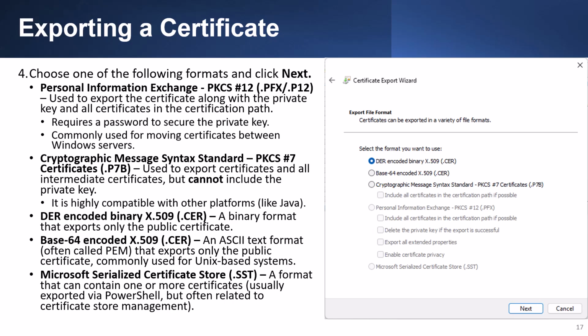is used to export certificates and all intermediate certificates, but cannot include the private key. It is highly compatible with other platforms like Java. DER encoded binary X.509 is a binary format that exports only the public certificate. Base64 encoded X.509 is an ASCII text format that exports only the public certificate, which is commonly used for Unix-based systems. And Microsoft Serialized Certificate Store is a format that can contain one or more certificates, usually exported via PowerShell, but often related to certificate store management.